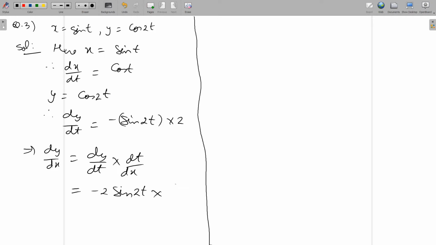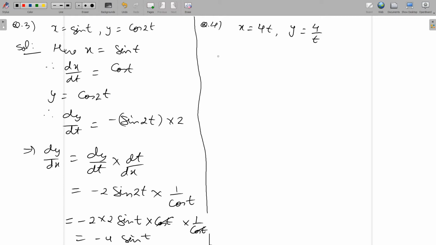That is 1 by cos t, 1 by cos t equal to minus 2 sine 2t, we can write as 2 sine t into cos t, 2 sine t into cos t into 1 by cos t. So cos t and cos t will cancel each other, and what we will get is minus 4 sine t. So this is the differentiation of y with respect to x.